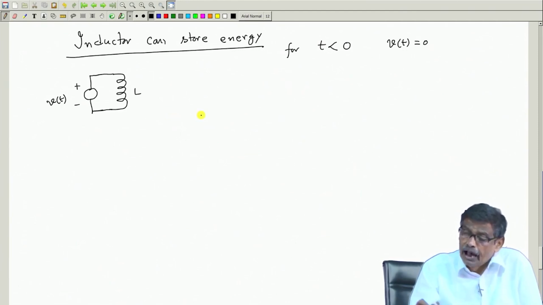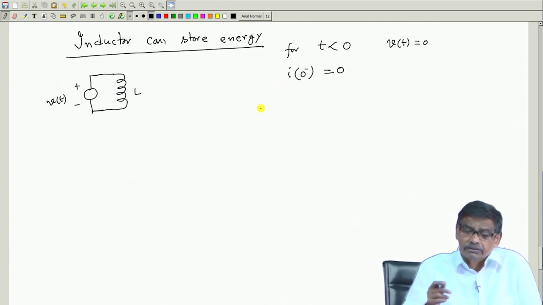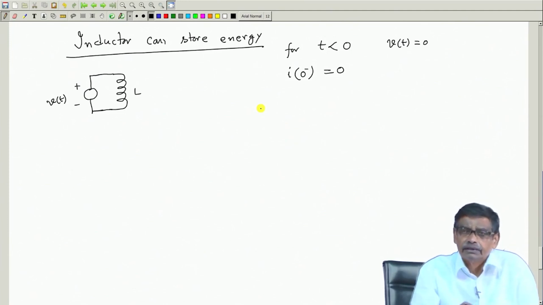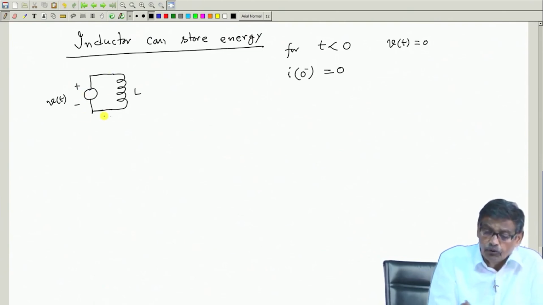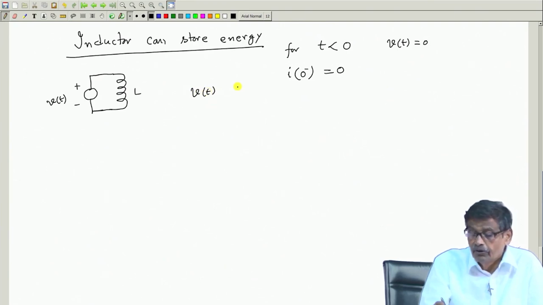Now, I must say that the inductor current at t equal to 0 minus was 0, because you did not apply any voltage. If the inductor was kept open circuited, that current must be 0 for t less than 0, and I say that I 0 minus is 0. So, that is there. Now, I will impress a voltage V t, which appears for t greater than or equal to 0.